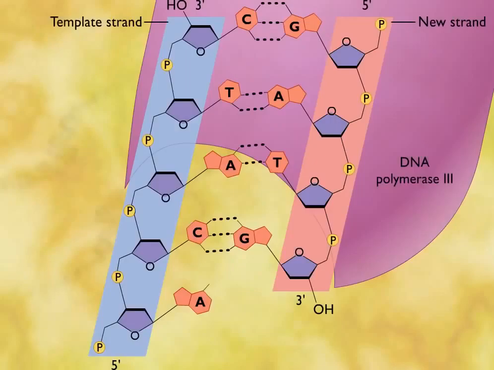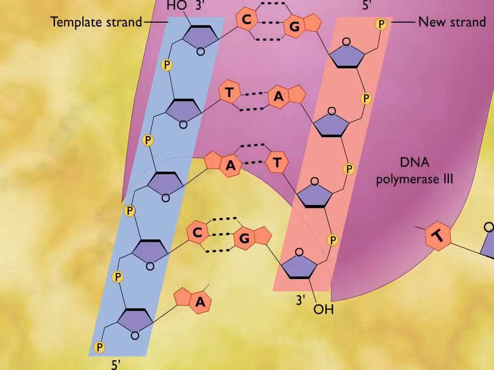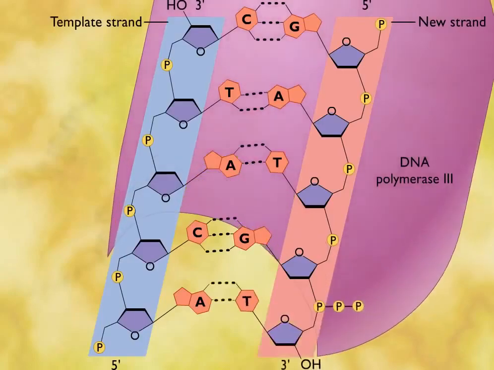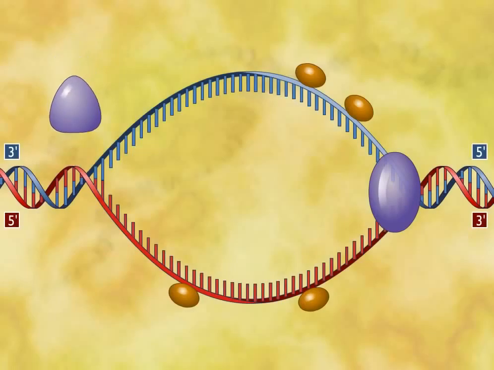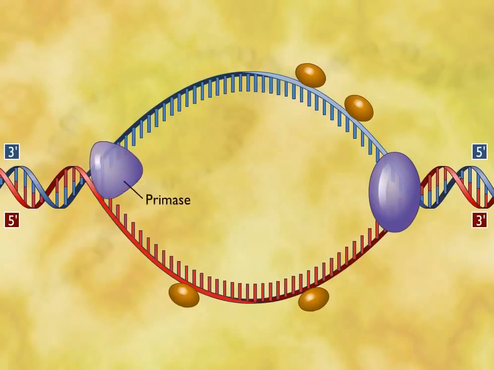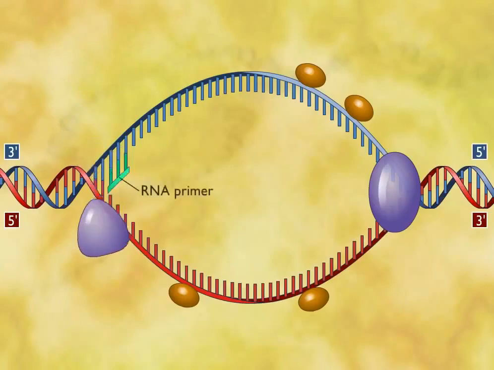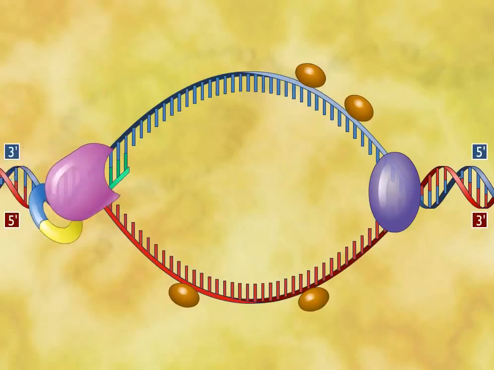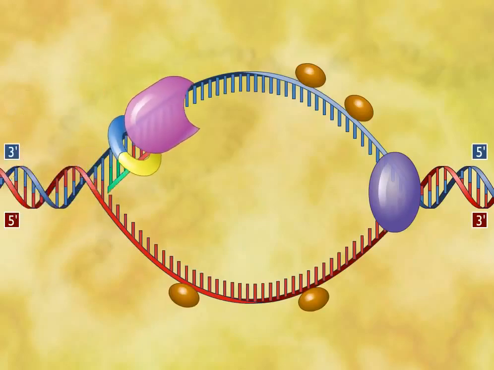DNA polymerase III is the major enzyme involved in DNA replication. DNA polymerase III can only add a nucleotide to the 3' end of a pre-existing chain of nucleotides, and it cannot initiate a nucleotide chain. Therefore, an RNA polymerase, called a primase, constructs an RNA primer, a sequence of about 10 nucleotides complementary to the parent DNA. DNA polymerase III can then add deoxyribonucleotides to synthesize the new complementary strand of DNA.